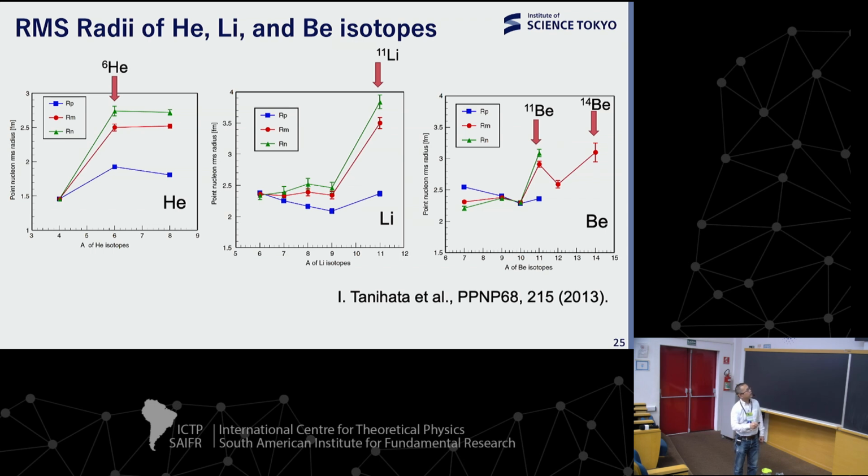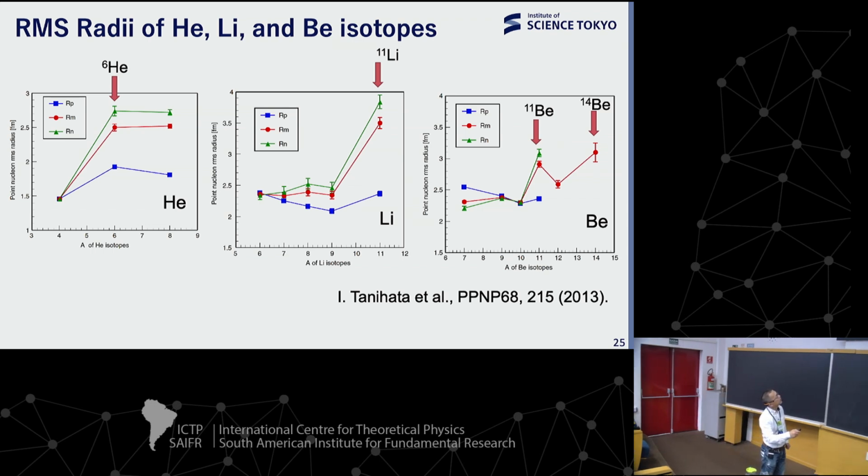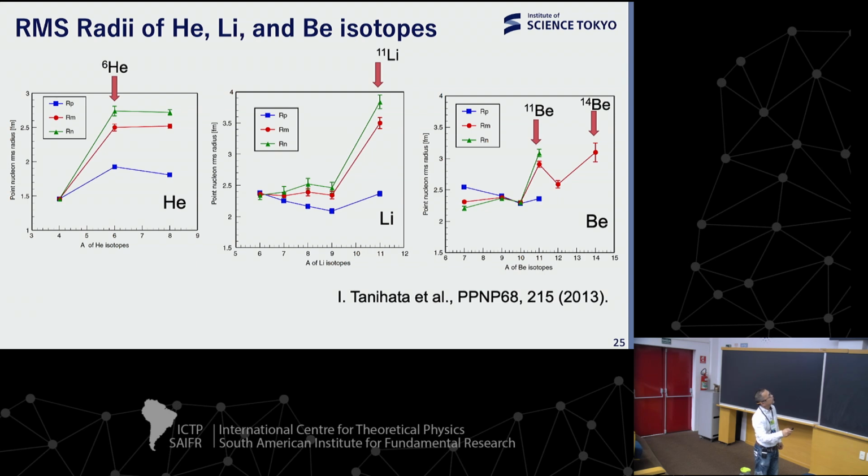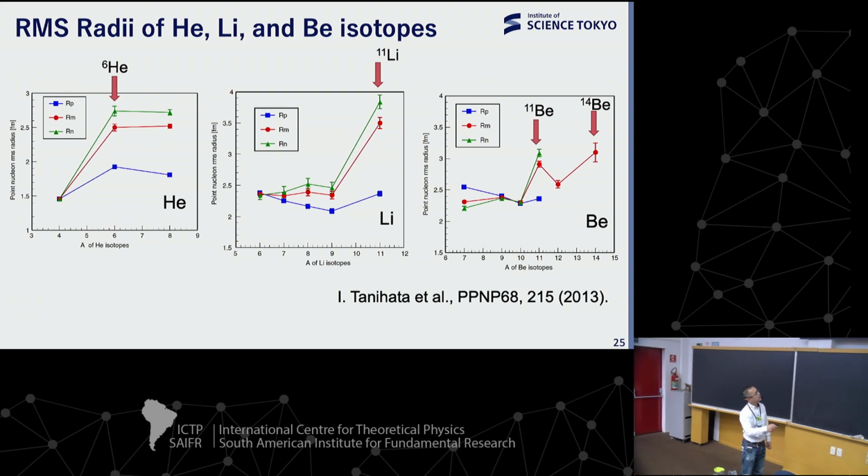And for lithium, the same. So lithium-11 is here, so you see this is the root mean square radius for lithium-11. The charge radius, the proton density radius, is here, and then the neutron density root mean square radius is here, something like this.